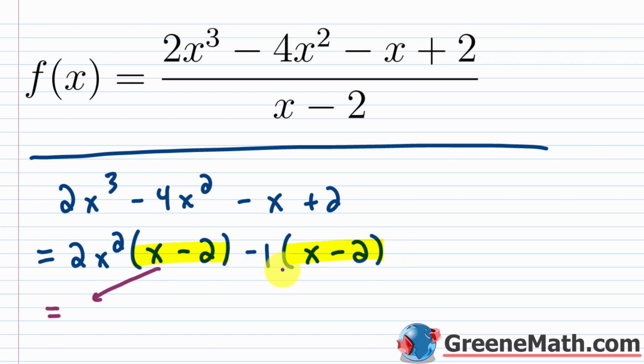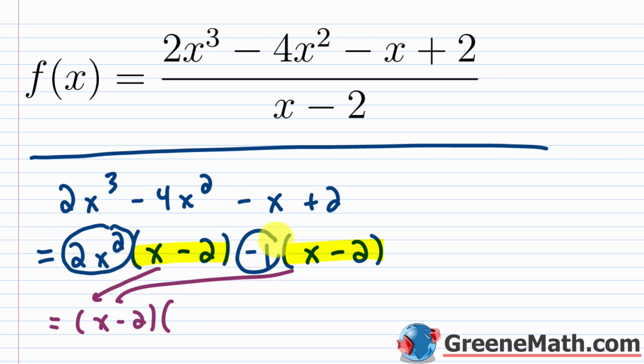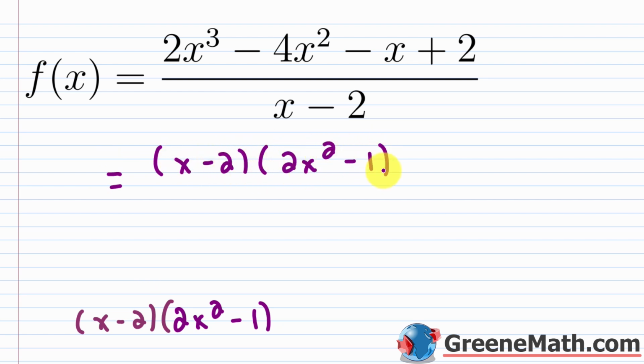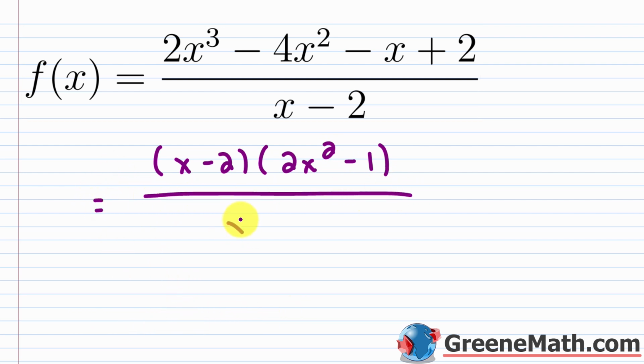And so let's go ahead and pull that out. So you're going to have this x minus 2 like that. And then what's going to be left? You're going to have this 2x squared right there, and you're going to have this negative 1 right there. So we're going to have 2x squared minus 1 like that. Okay, we're going to use this to rewrite things. So I'm going to say this is equal to the quantity x minus 2 times the quantity 2x squared minus 1, and this is over your x minus 2. So it's obvious at this point that you can cancel this with this.